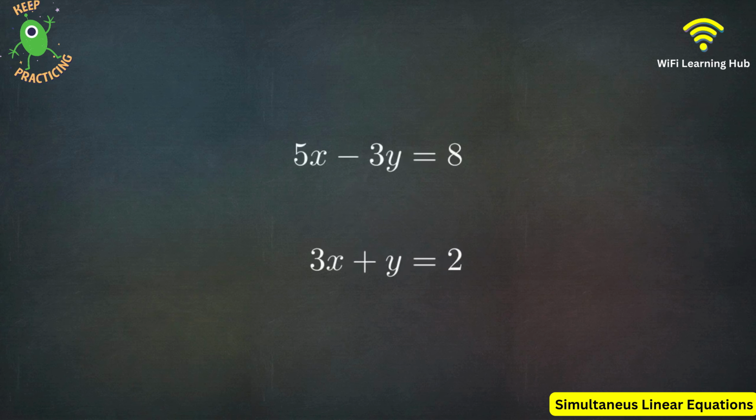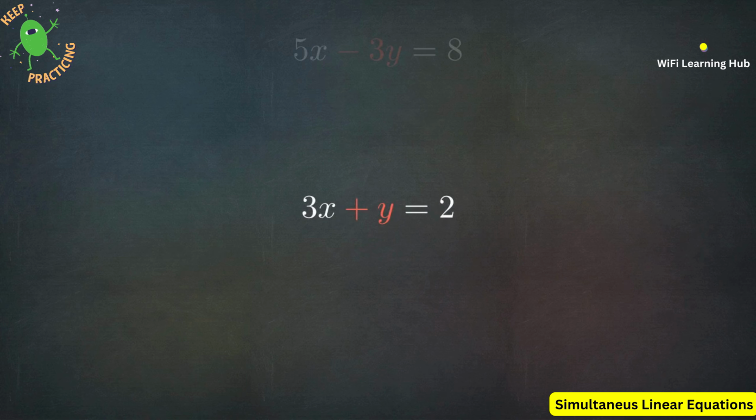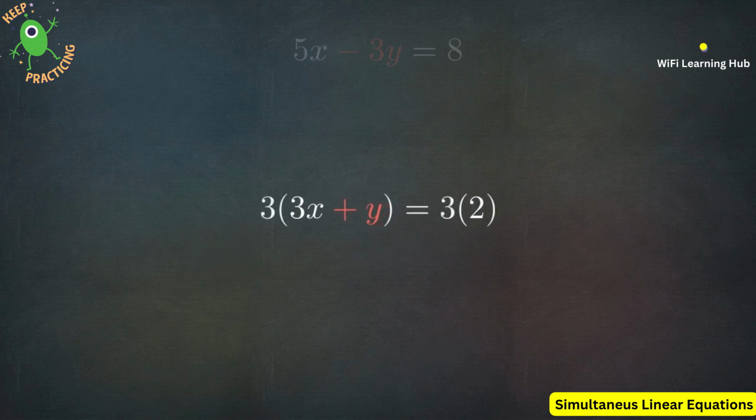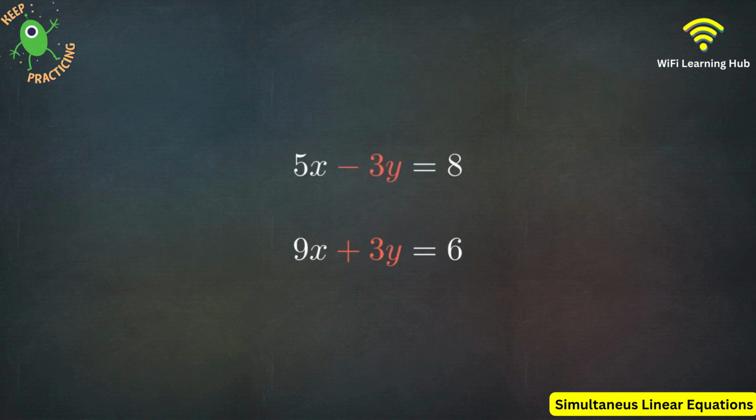Looking at our system, we hit an immediate obstacle. The numerical coefficients in front of the y variables don't match. We have a negative 3y on top and just a single positive y on the bottom. To fix this, we have to scale the entire second equation. We'll multiply the entire second equation by 3. Make sure you don't forget to multiply the constant on the right side of the equal sign. 3x plus y equals 2 transforms into 9x plus 3y equals 6.